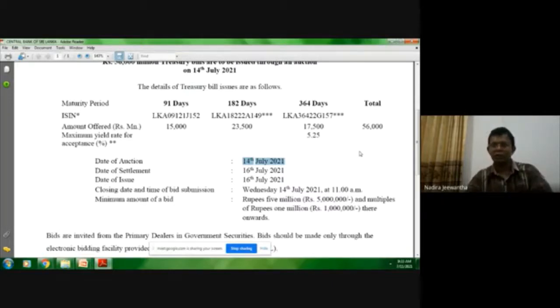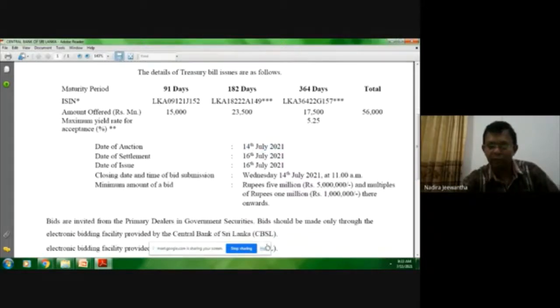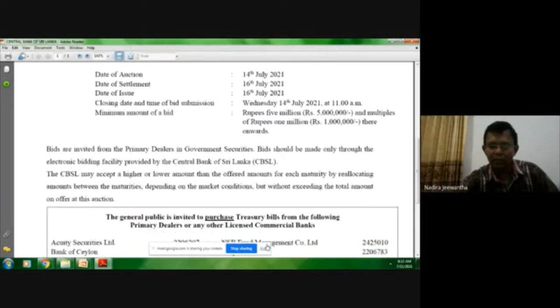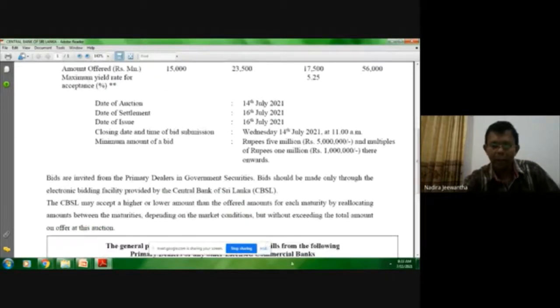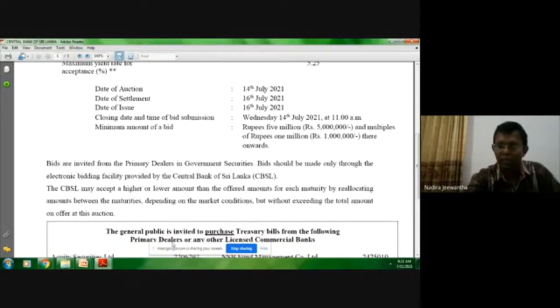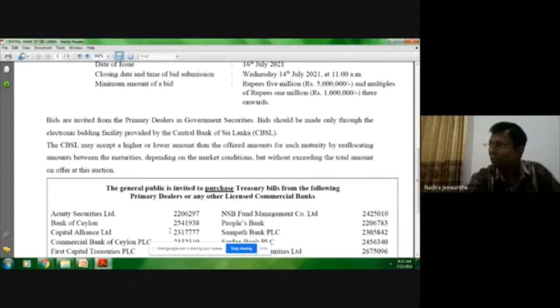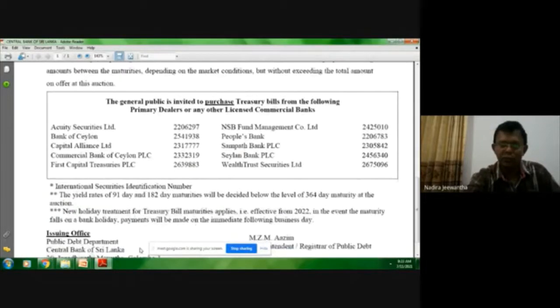How do you get to know whether your bids are successful? On the 14th, before 11, you have to put in bids. Is that the right time period? Now see, bids are invited from primary dealers in government securities. Bids should be made only through the electronic bidding facility provided by the Central Bank of Sri Lanka. All these primary dealers are provided a special facility, a special terminal. Generally, you should put in bids before 11.